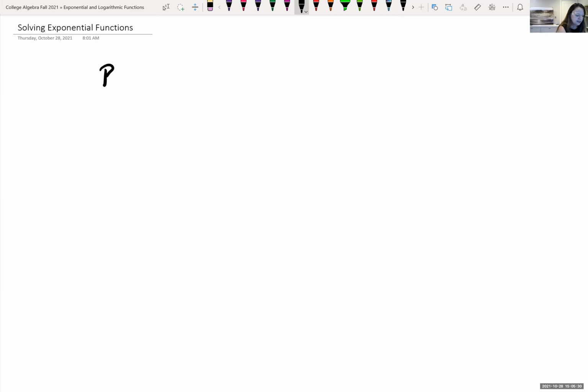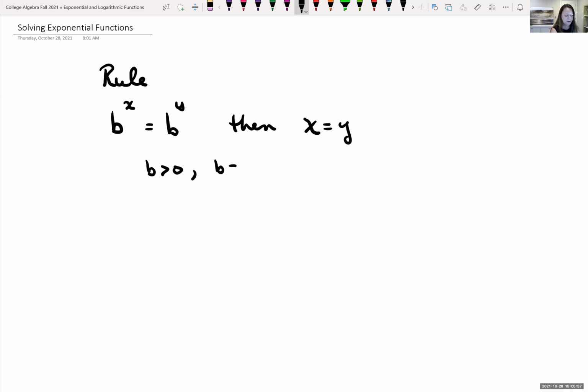And the rule states that if you have some b raised to the x power is equal to, let's say, b raised to the y power, then we can say x is equal to y. Our base, when we're doing this, has to be greater than 0. Our base can't be 1. Those cases need to hold true. So let's look at an example.